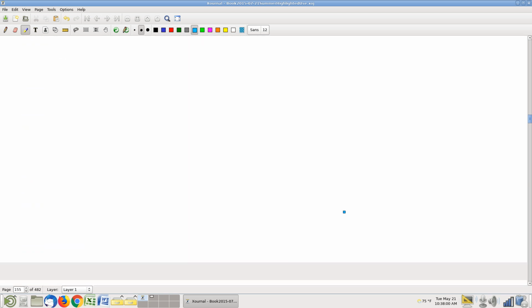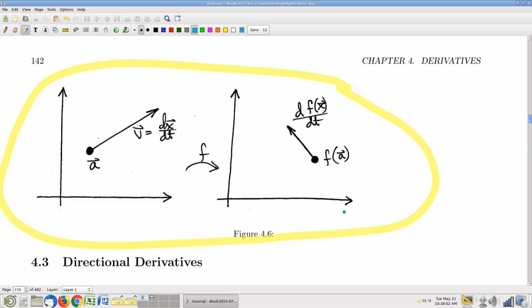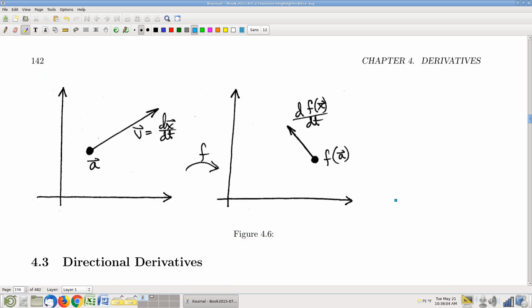Okay. All righty, moving along. Okay, so I'm going to talk about a new kind of derivative now. It's called a directional derivative. It's a really important idea in multivariable derivatives.